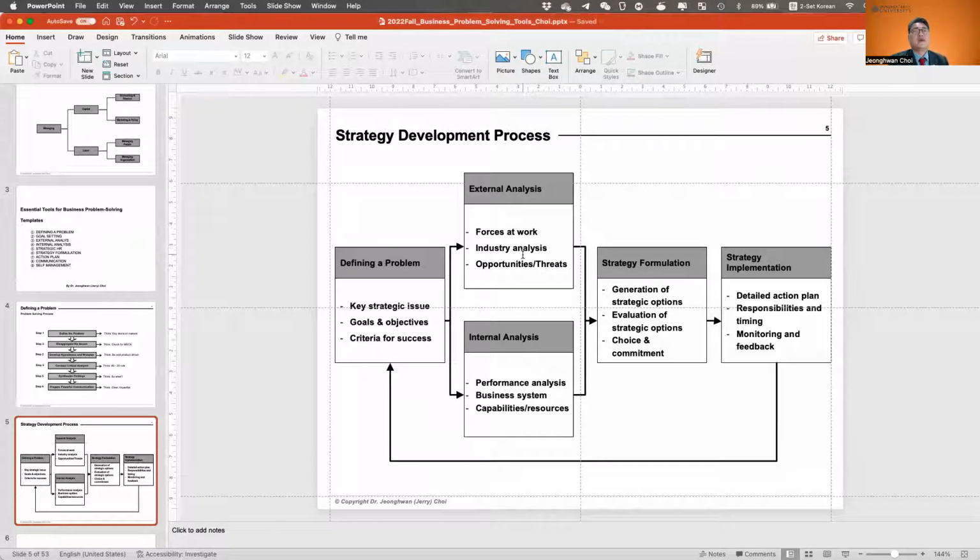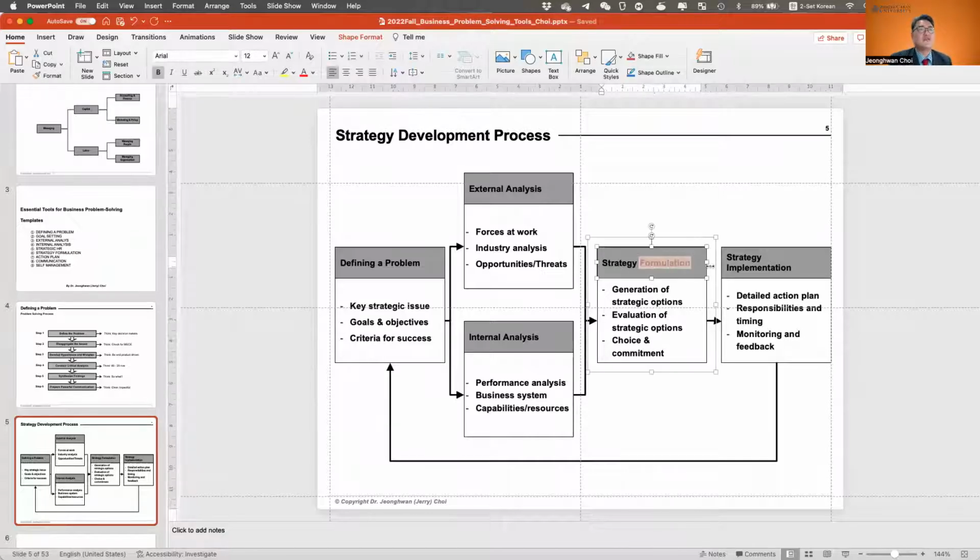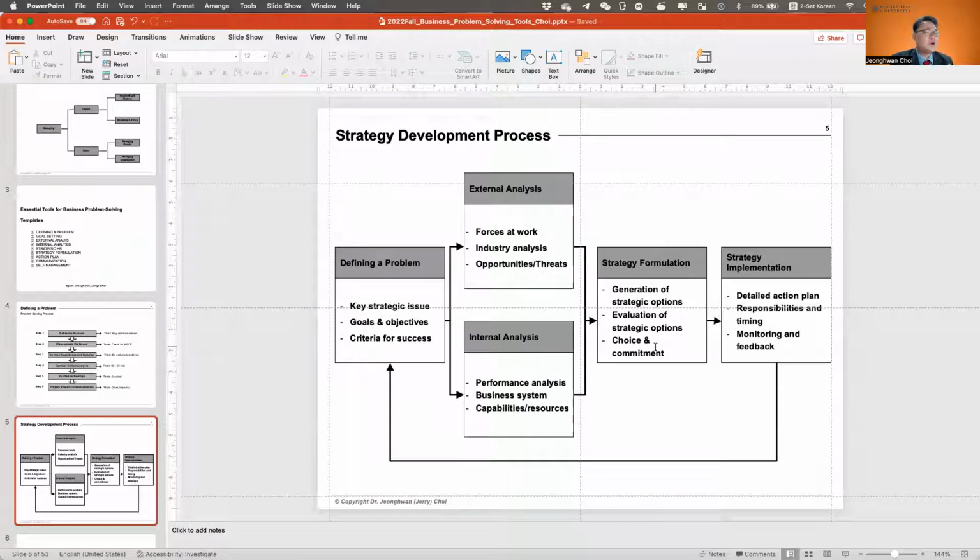Good. Then after this, we bring ideas. Strategy formulation. We must set up a few strategic options: generation of the strategic options, the evaluation of the strategic options, and the choice and the commitment. Absolutely, we need to bring our idea how we can win. Then saying or thinking is one thing, however, doing and execution is another thing. Knowing and doing has a big gap.